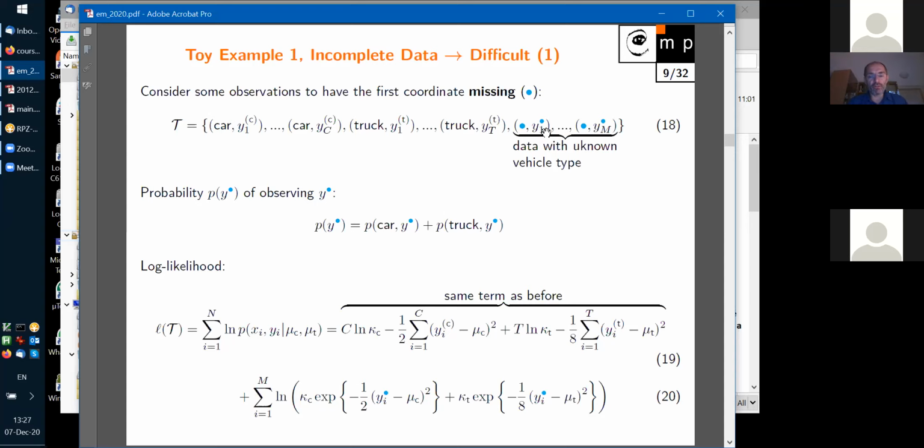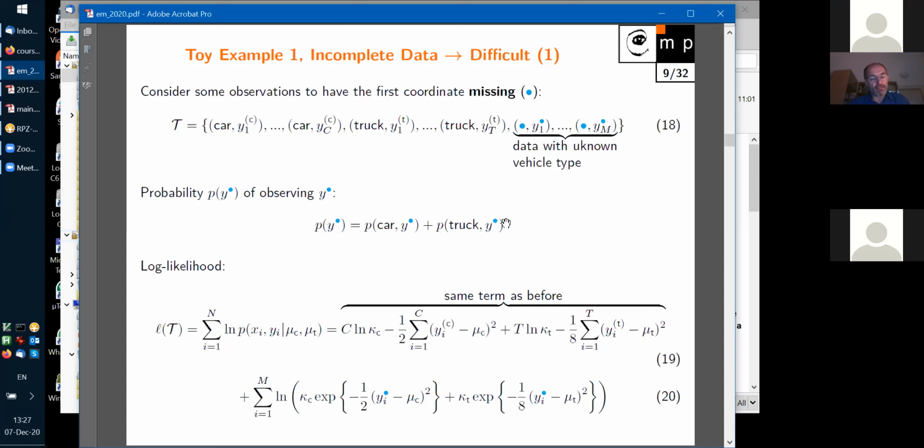So the y's for which we don't know which class they belong to will be marked with a blue dot, and the dot says truck or car. Now, the probability of observation of a certain length is the probability that a car appears of that length or a truck appears of that length. These 2 class situations are disjoint, so the probability is the sum.